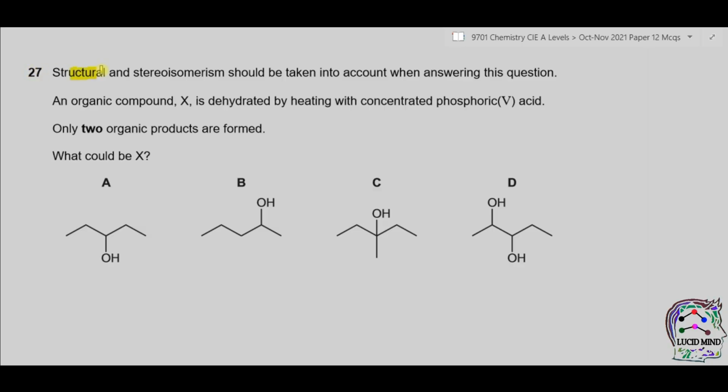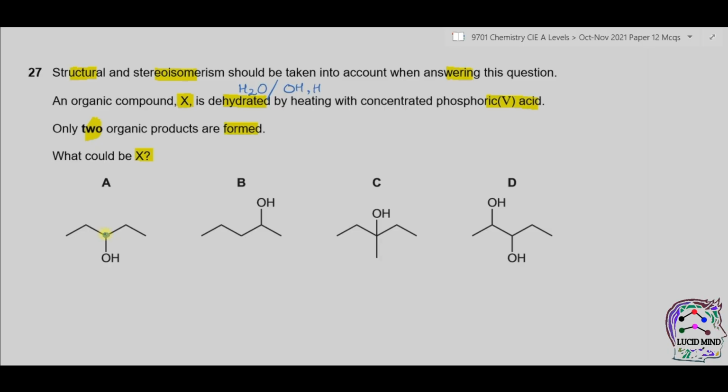Question 27. Structural and stereoisomerism should be taken into account when answering this question. An organic compound X is dehydrated by heating with concentrated phosphoric 5 acid. Only 2 organic products are formed. What could be X? Dehydration means removal of water. It will be removed in such a way that OH is removed from one carbon atom and hydrogen is removed from the adjacent carbon atom.